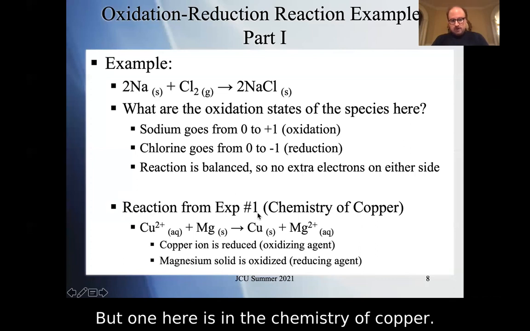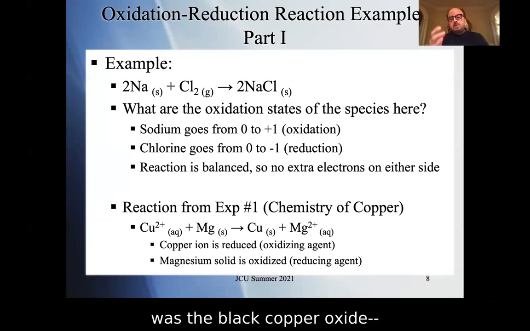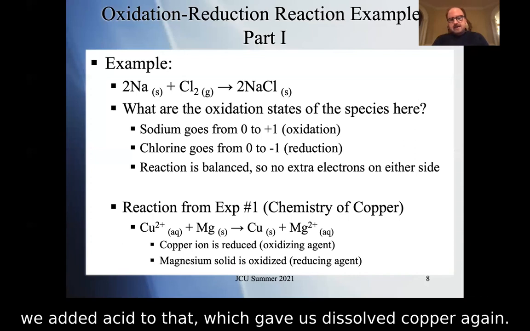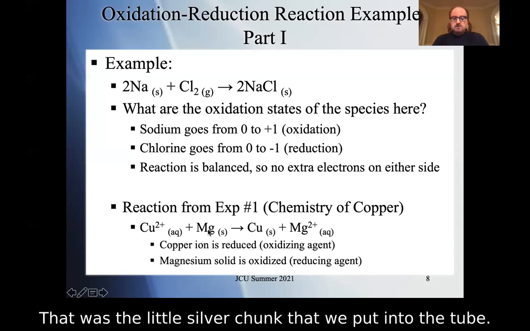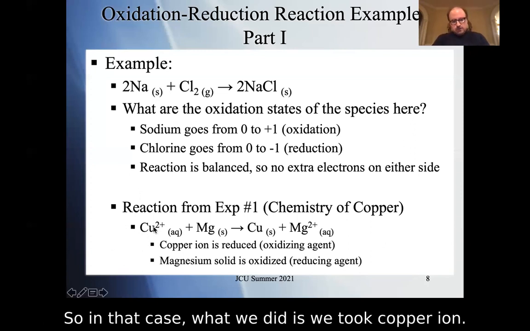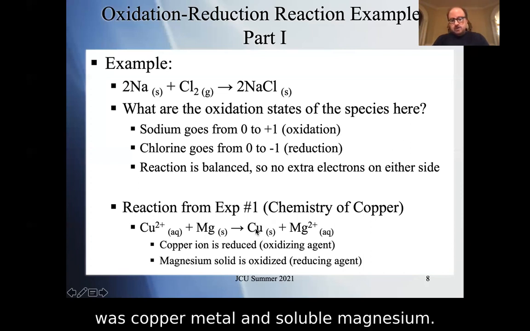All right, now we've already seen a redox reaction, well, a couple actually, but one here is in the chemistry of copper. In the final step, where we took our dissolved copper, that was the black copper oxide, we added acid to that, which gave us dissolved copper again, and then we put a piece of magnesium metal. That was the little silver chunk that we put into the tube. So in that case, what we did is we took copper ion, we added magnesium metal, and what we ended up with in the end was copper metal and soluble magnesium.